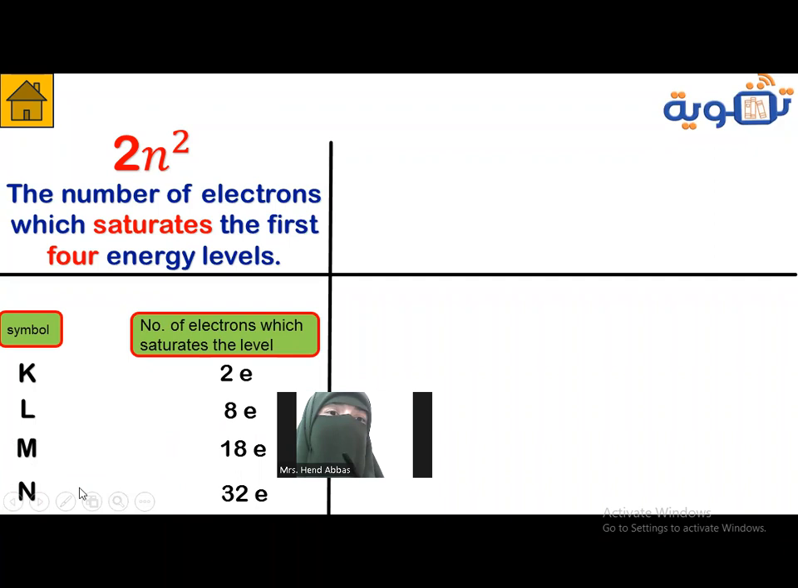Can we apply this rule to the fifth, sixth, and seventh energy levels? No, we can't apply it, because if the energy level contains more than 32 electrons, it will be unstable, so the atom will be unstable. So we can't apply this rule beyond the fourth energy level.